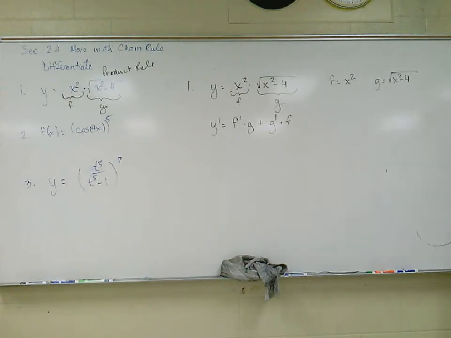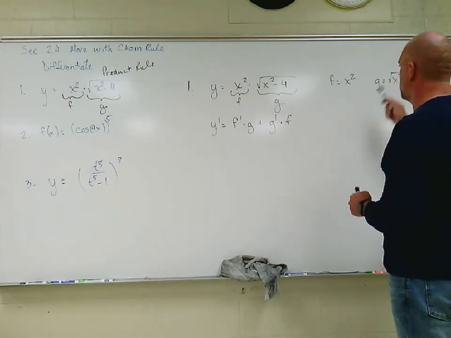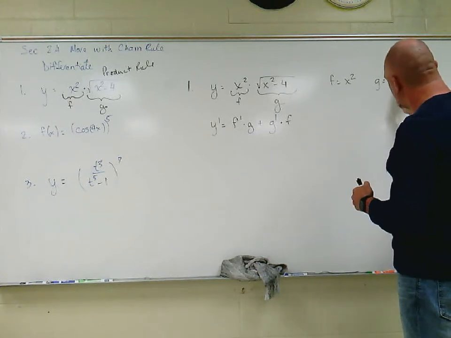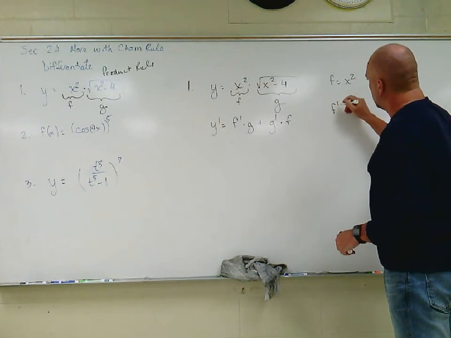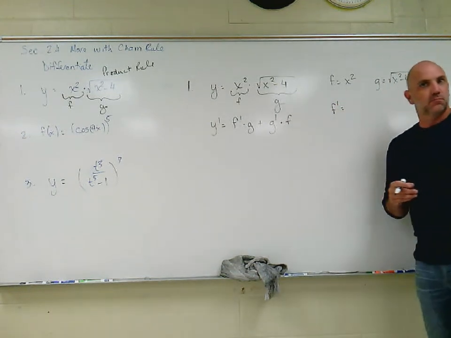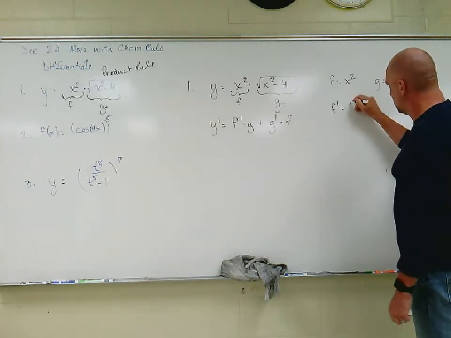Okay. So we decided that this was a product rule. We've labeled what our f and our g are. I could have called them u and v, but I might call the inside of that square root u. So to get the derivative of f, does it require a chain rule? No, it's just a regular old derivative. The derivative of x squared is what?